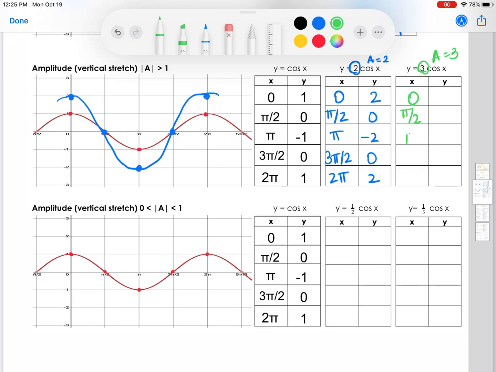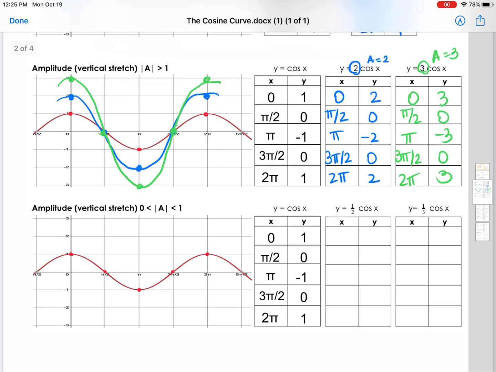Something like that. With the 3, same concept: A is 3. So we're going to multiply all of those y values from the original cosine by 3. So we're going to get 3, 0, negative 3, 0, 3.